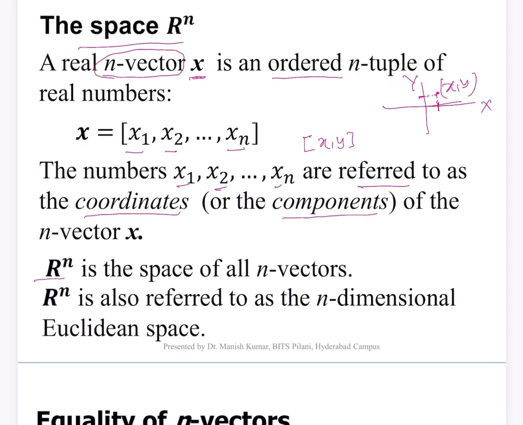Now Rn is the space of all n vectors. For example, R2 is the space of all 2-vectors. Similarly, Rn is the space of all n vectors. Rn is also referred to as the n-dimensional Euclidean space.